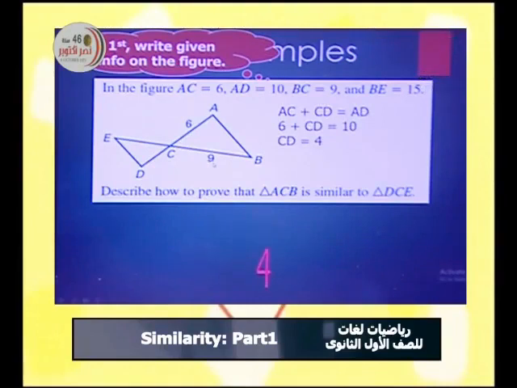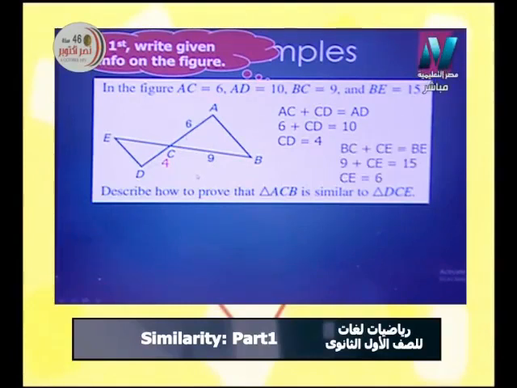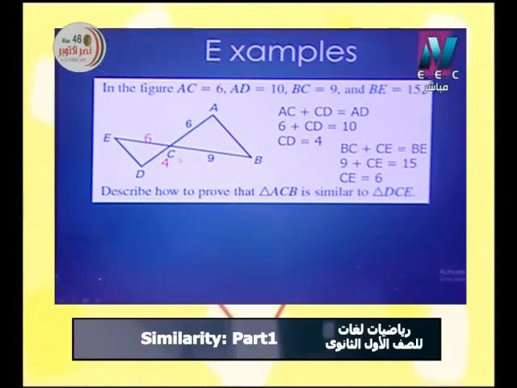Okay, we have 4 here for CD, because 6 plus 4 equals 10, and AC plus CD equals AD. Look at EC. EC equals 6 centimeters, because EB equals 15 centimeters and the part CB equals 9. 15 minus 9 equals 6 centimeters.